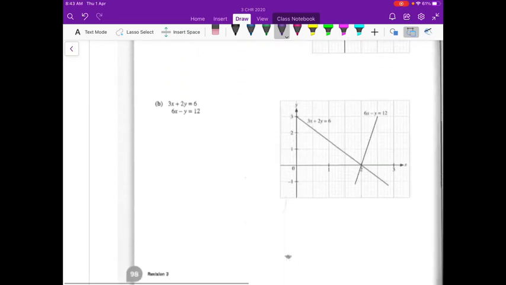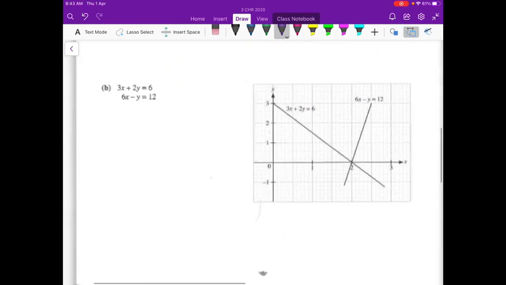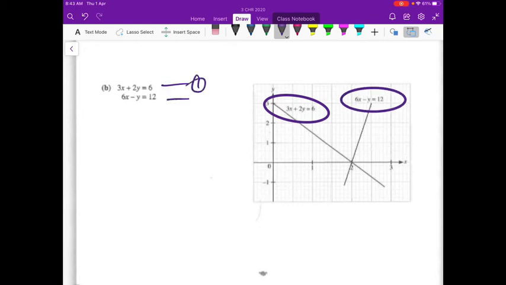And then the next one, check 3x plus 2y equals 6. 3x plus 2y equals 6. Yup, they drew that for you already. 6x minus y is 12. Okay, they drew that for you. And now solve them simultaneously. Where do they intersect? Over here. X, the block value is, what is the block? 2. What is the level? Finish. Super easy, huh?